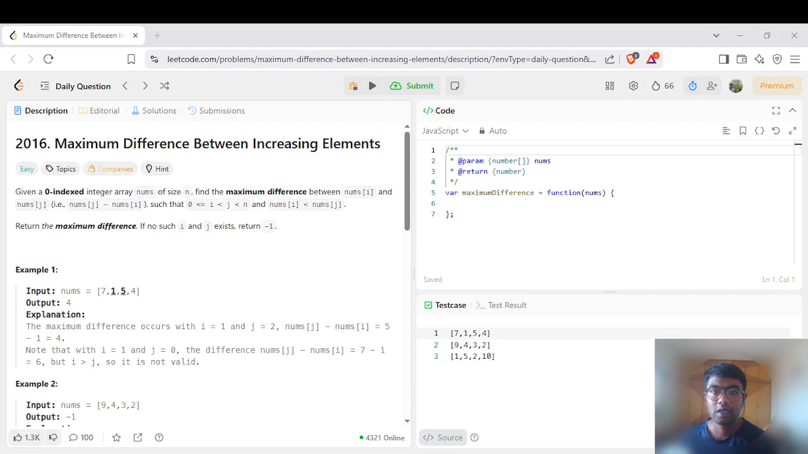Hello everyone. Let's look at today's Leetcode problem 2016, maximum difference between increasing elements.